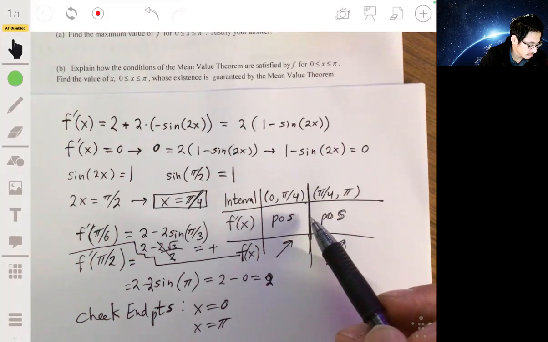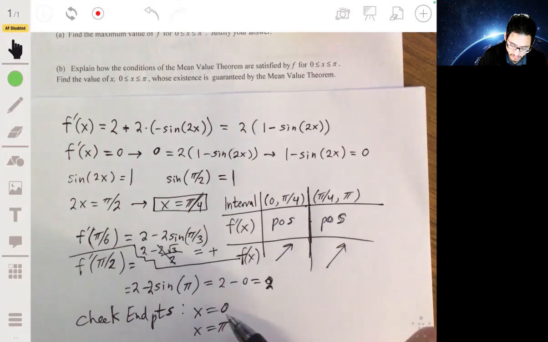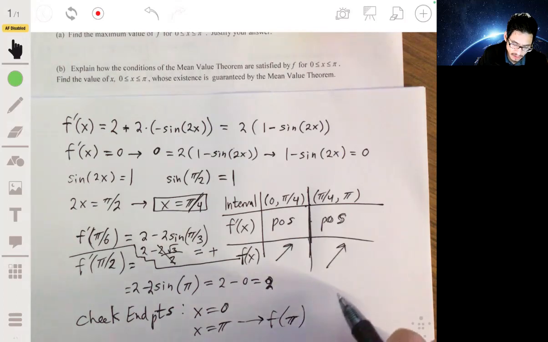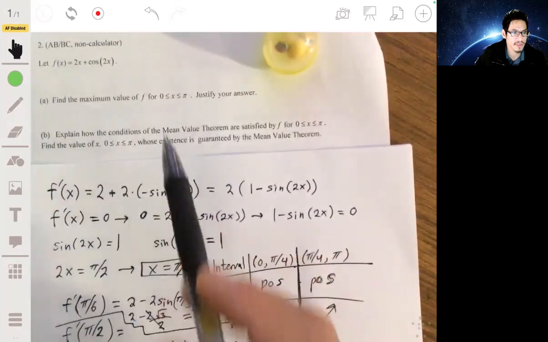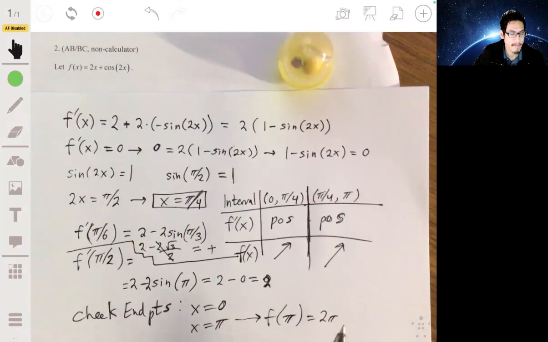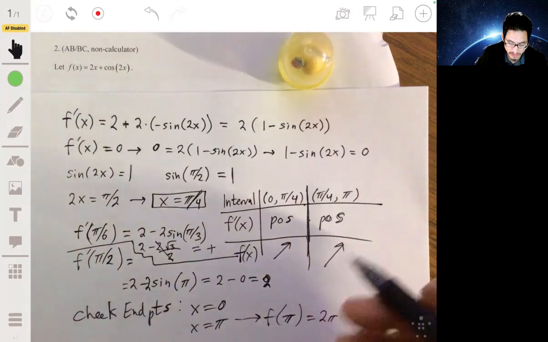And so we just find the function value at pi. We don't find the derivative value. We want to find the actual function value. F of pi will just be 2 pi. Remember, plug it into the original function here. 2 pi plus the cosine of 2 pi.